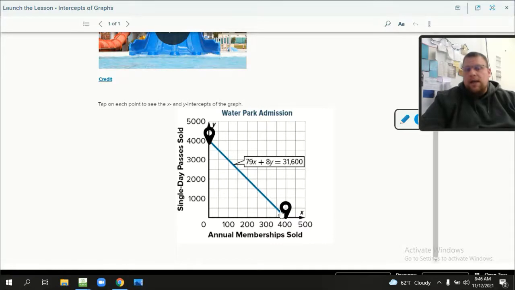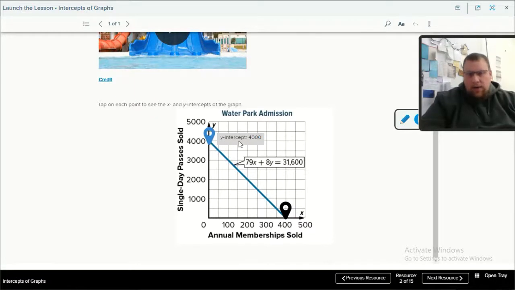So selling an annual membership, they have to sell way less of those to get to that total. They got to sell way more of the single day passes. Makes sense. One's $8, one's $79. But there's probably a combination thereof, or clearly there was. So that's what these are telling us right here. Again, that y-intercept is exactly 4,000. So we know that it takes 4,000 single day passes sold to bring that total, or again, the 400 exactly to bring to that total.